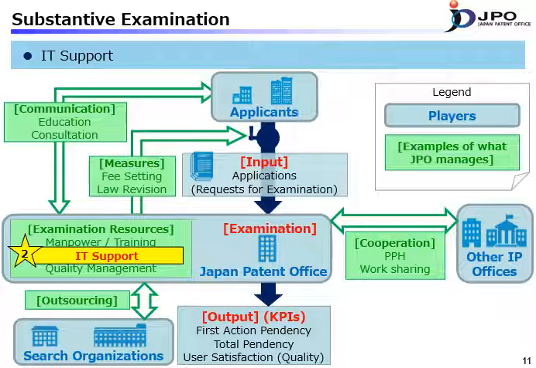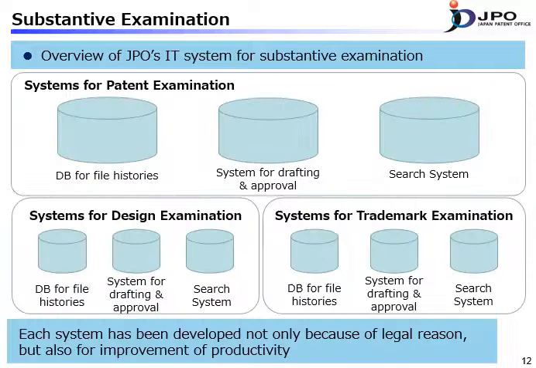Next, we will talk about IT support for examination practices. IT system support is essential in conducting substantive examination. The JPO mainly uses 3 IT systems for each type of rights in substantive examination, which were all developed by IT vendors exclusively designed for the JPO. The IT systems include a database for filing histories, a system for drafting and approval of documents, and a search system. We have the 3 systems each for patents, utility models, designs and trademarks.